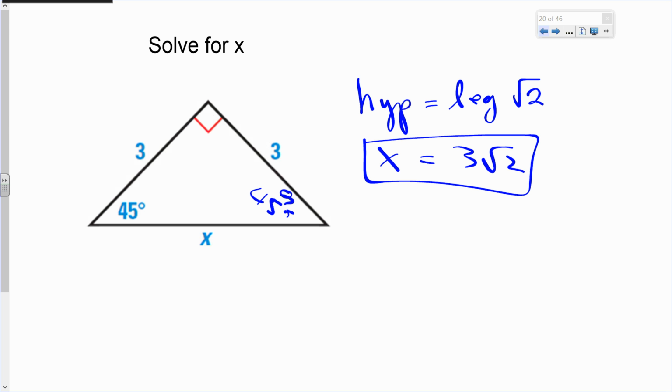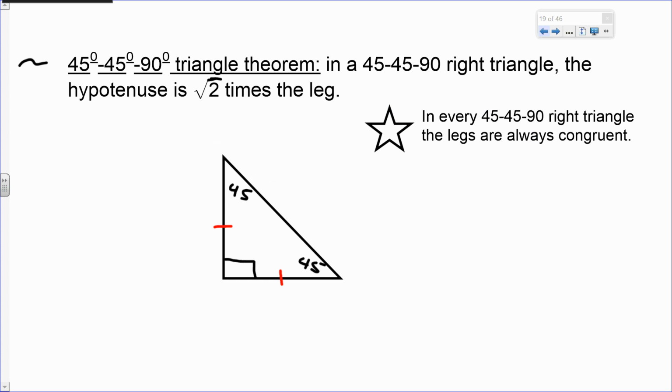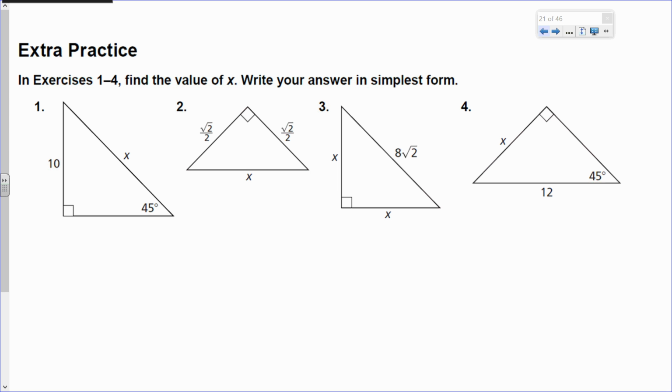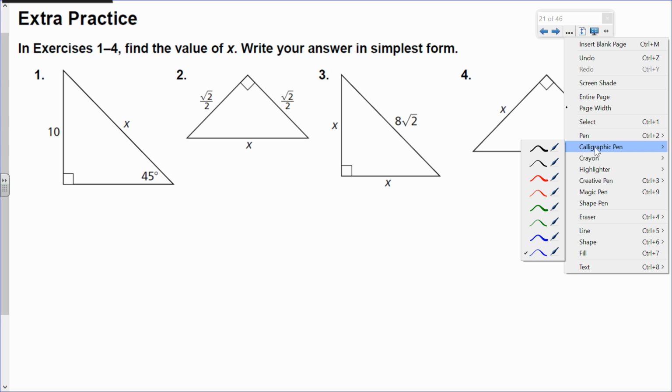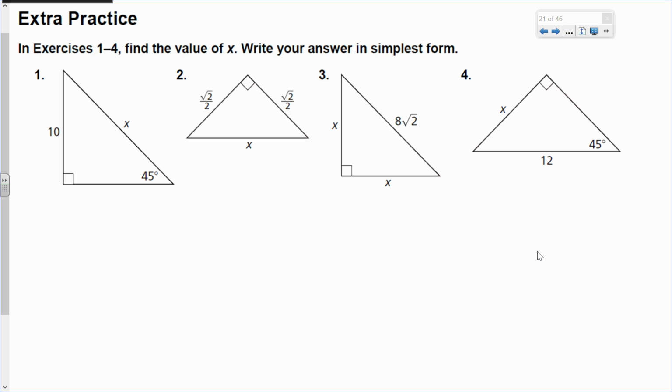Now go ahead and flip your page to this right here. On the top, you have 4 exercises. We're going to go through those in about 1 minute. This is so easy, you're going to flip out. Here we go. Let's do number 1 together. Is number 1 a 45, 45, 90? Almost. Argument.